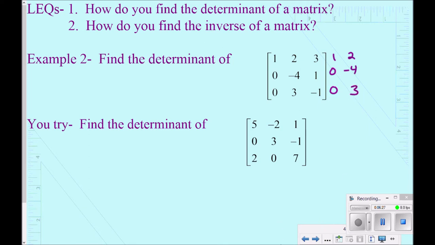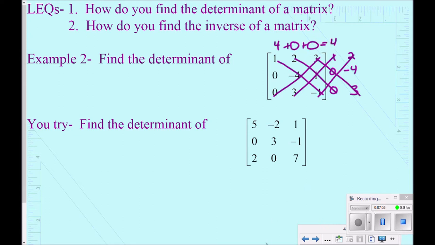Now I have enough rows and columns that I should be able to look at the diagonals going down and also going up. And then I'll multiply, just like we did on the 2 by 2. So I have 1 times negative 4 times negative 1, which is 4. I have 2 times 1 times 0, which is 0. I have 3 times 0 times 3, which is 0. I'm going to add those numbers, and when I do that, I'm getting 4.